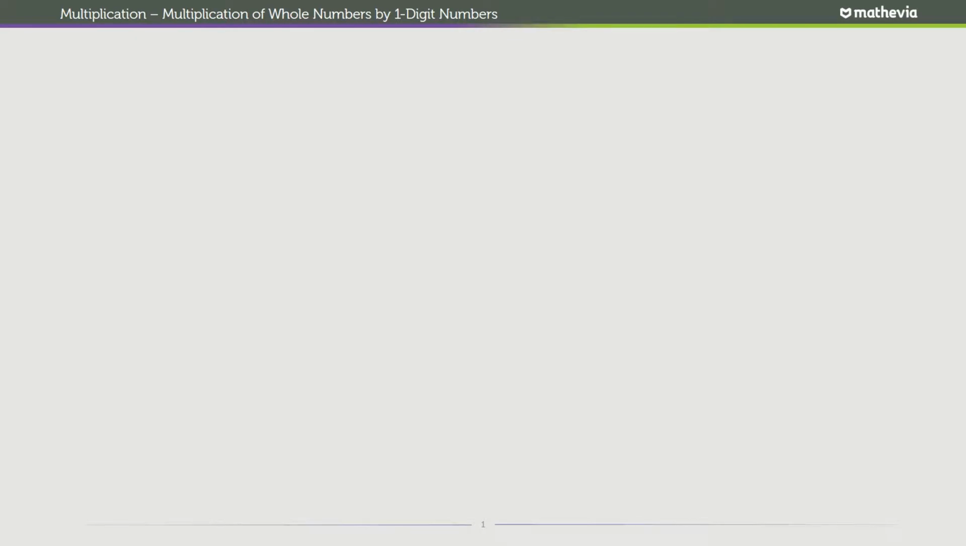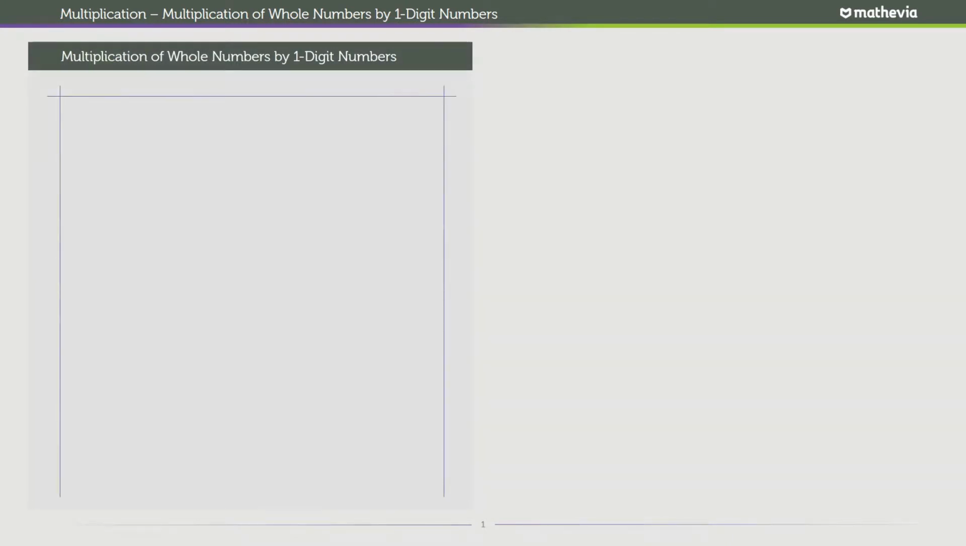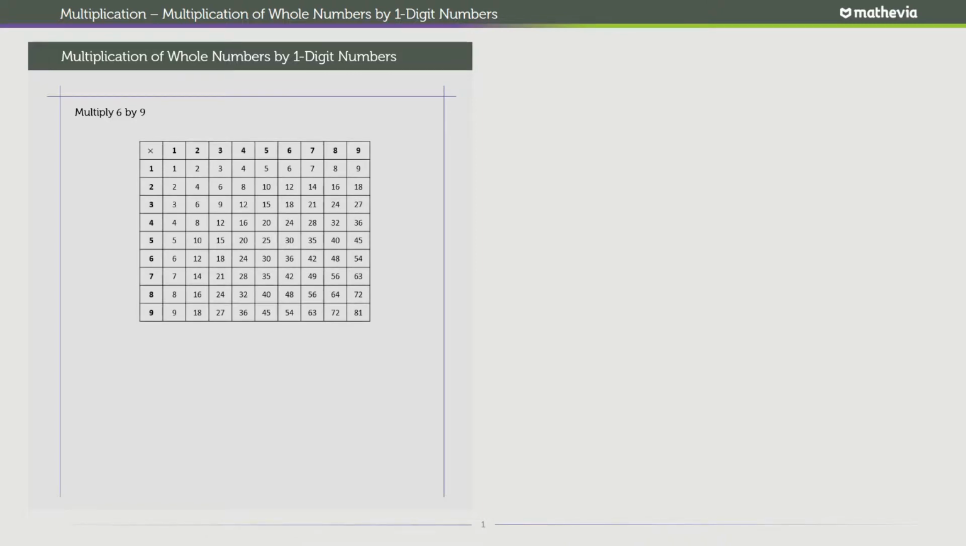So multiplication of whole numbers by one-digit numbers. I have this question here, and basically we've been asked to multiply 6 by 9. To do this, we're going to make use of our multiplication table. It's a very simple table that we use for multiplication. I'm going to show you how you would multiply 6 by 9 using your multiplication table.